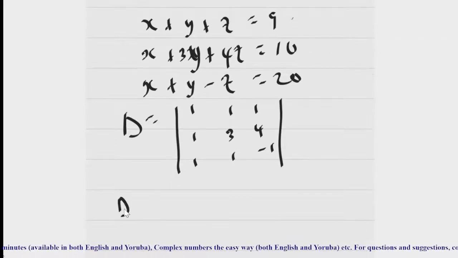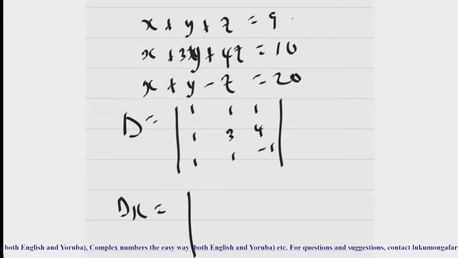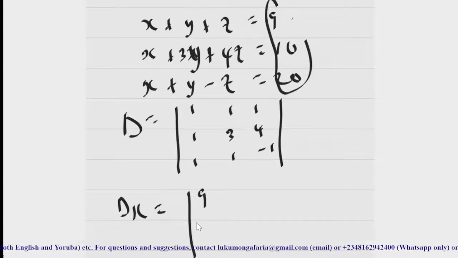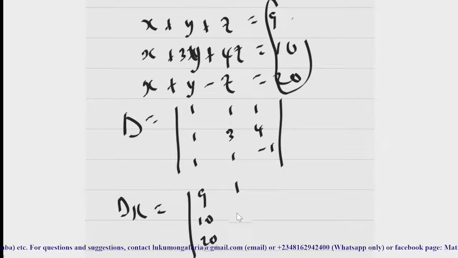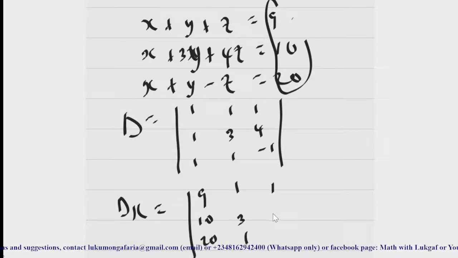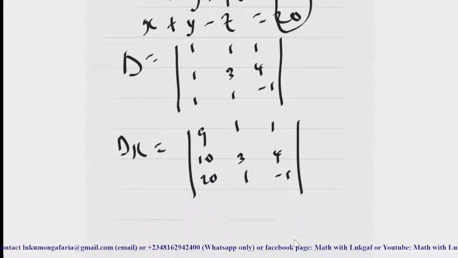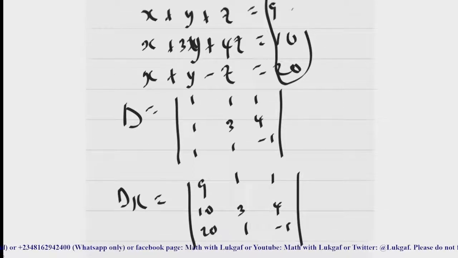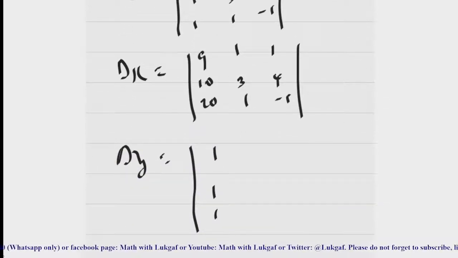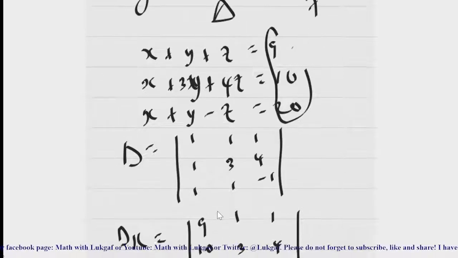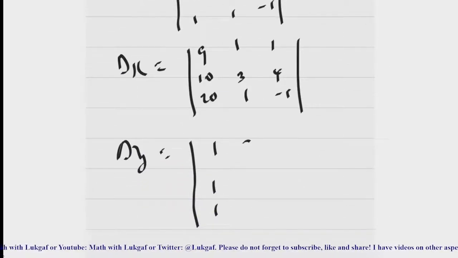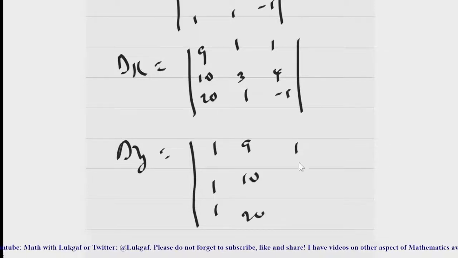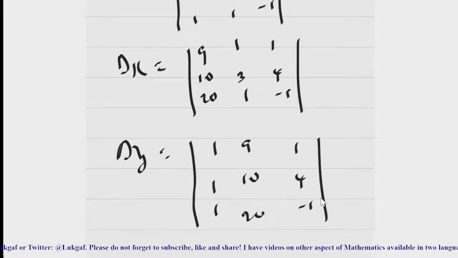So then your dx, you find the determinant, you can use the law of zeros. Instead of copying the coefficient of x, you just replace it with what you have on the other side. That's 9, 10, 20, then for y, 1, 3, 1, and for z, 1, 4, minus 1. You find it. Likewise for dy, you copy the x column, that is 1, 1, 1, but instead of copying that of y, you replace it with what you have on the other side. That is 9, 10, 20, and your z is 1, 4, minus 1. So you understand?